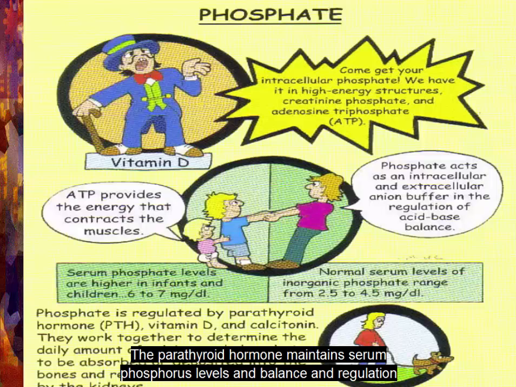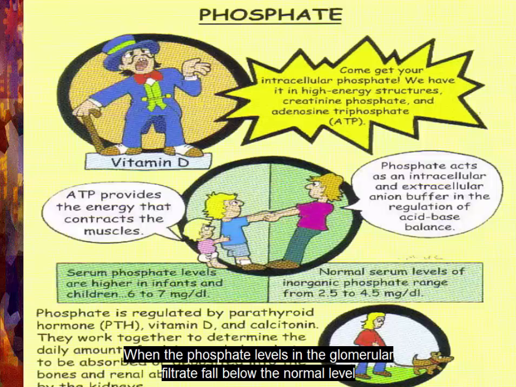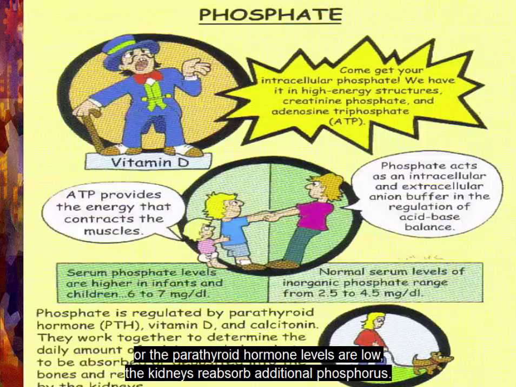The parathyroid hormone maintains serum phosphorus levels in balance, and regulation of phosphate balance requires adequate renal functioning because the kidneys are the major route of phosphate excretion. When the phosphate levels in the glomerular filtrate fall below the normal level or the parathyroid hormone levels are low, the kidneys reabsorb additional phosphorus.